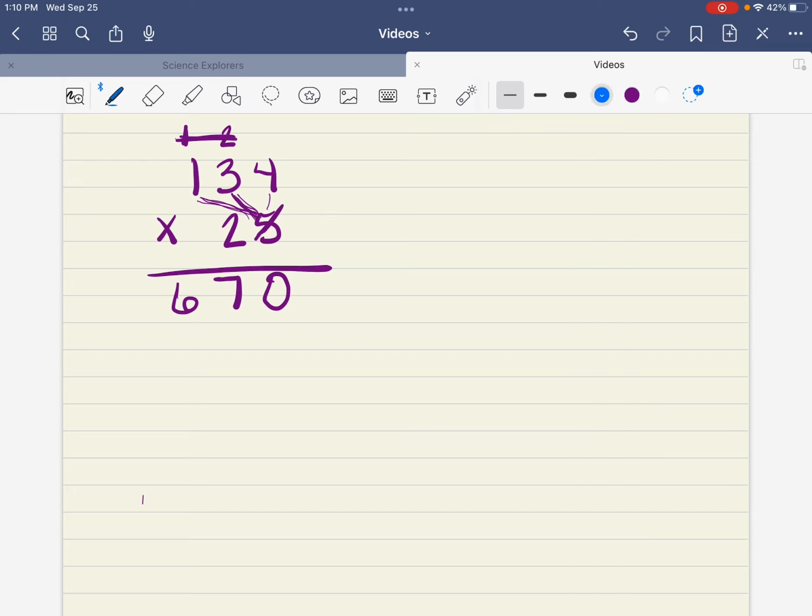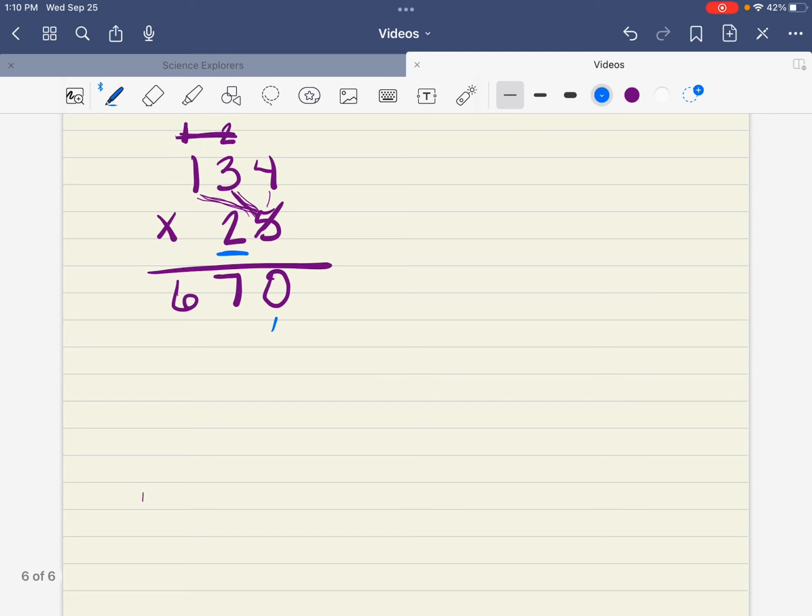Now I'm going to switch to colors because I'm going to go with the 2 now. But it's not just any 2. Because that 2 is in the tens place, we're multiplying by 20. So I'm going to put that 0 placeholder there to show that we are moving over into the tens place now to start. And once again, I'm going to take the 2 through every digit on the top row. So first, 2 times 4, that would be 8. 2 times 3 would be 6. And then 2 times 1 would be 2.